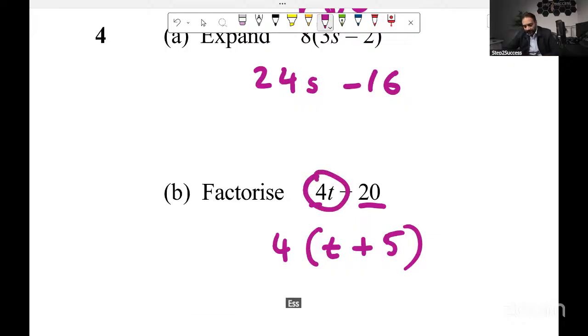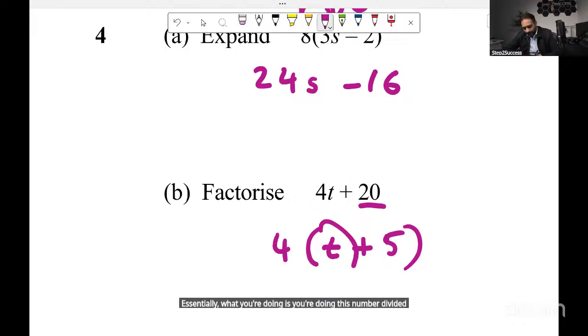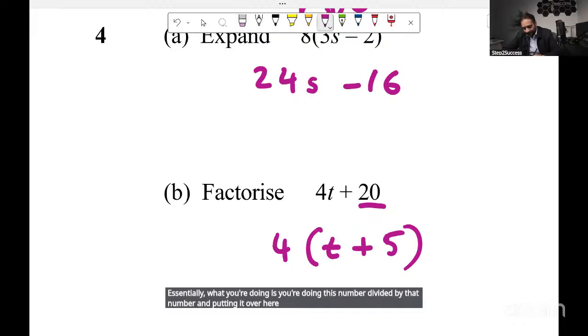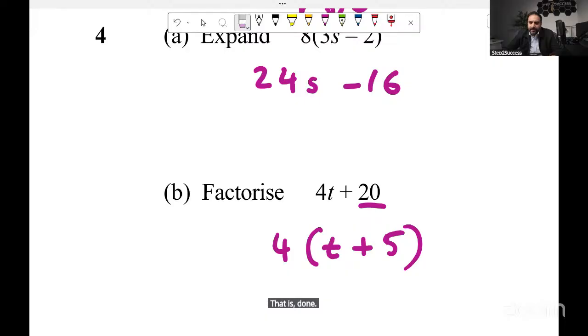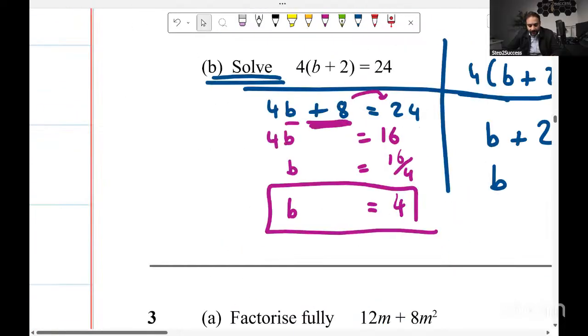Essentially, what you're doing is you're doing this number divided by that number and putting it over here, this number divided by that number and putting it here. That is done. I have done questions 1 and 2.